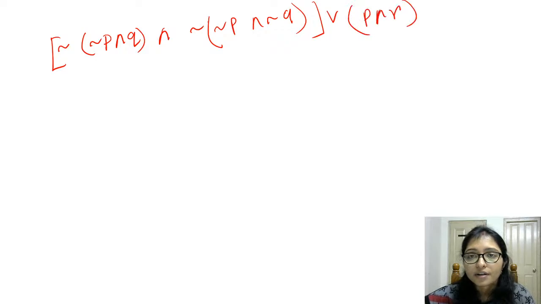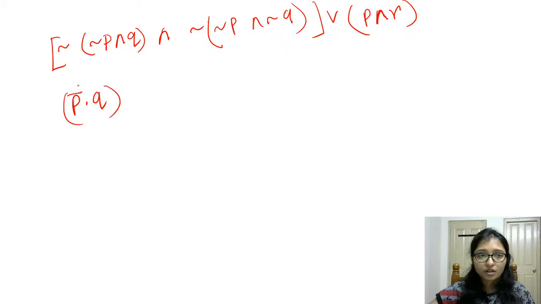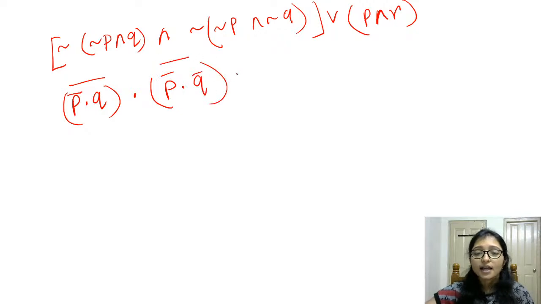P, R. This was the question. Not P, Q, then there was and, then not P, then and P, then or PR, right? So here we can write it like that: (P bar dot Q) whole bar, right? And here was and, again (P bar dot Q bar) whole bar, and there was plus P dot R. In that way we can solve, right?